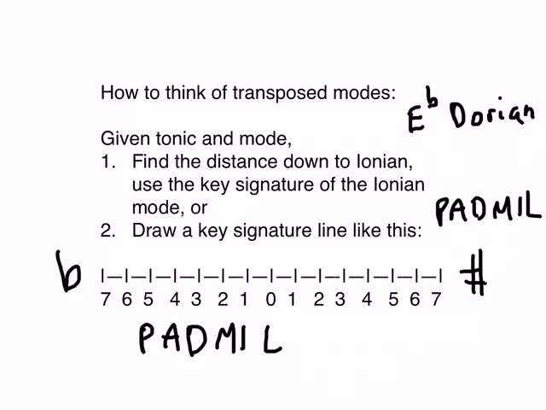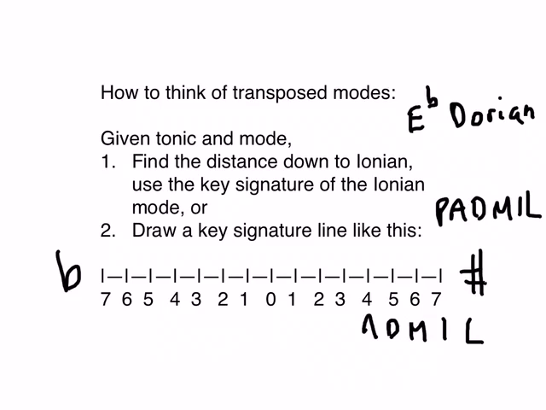One more example. What if I wanted to find C sharp Mixolydian? C sharp major has 7 sharps. What this means is that Lydian is off the scale there. But I could put the rest of these in. And Mixolydian would have 6 sharps, with C sharp as a tonic.